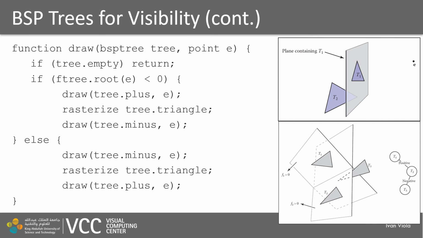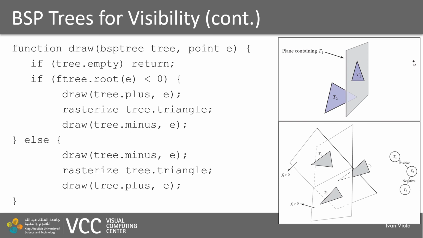These BSP trees for visibility are naturally oriented for rasterizers, because we want to know for rasterizers which triangle should be rasterized first before another triangle is being rasterized. So here, how do we proceed?